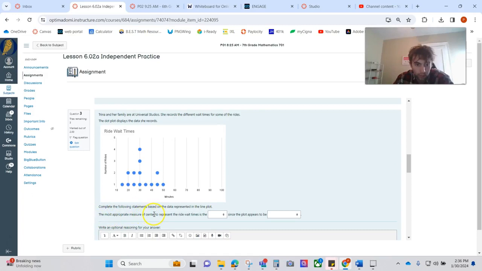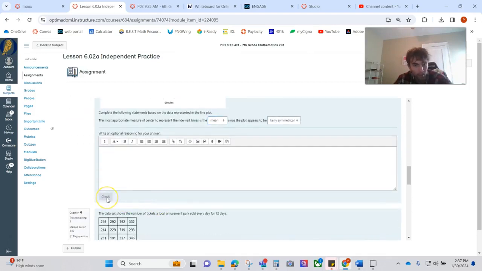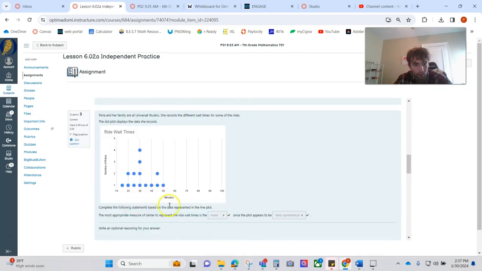The most appropriate measure of center to represent the ride wait times is, because the data appears to be skewed, fairly symmetrical. I would say this data is fairly symmetrical. Mean is the best measure of center, always, except when your data isn't normal. So if there's an outlier, if your data is skewed to one side or the other, then mean does not work, then median. But since it looks symmetrical, I think then we use mean. But if I'm wrong, that means it's not. Okay, I'm right. Good. So I think it's symmetrical.